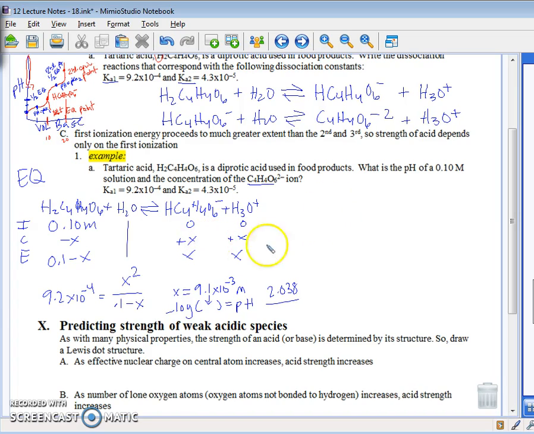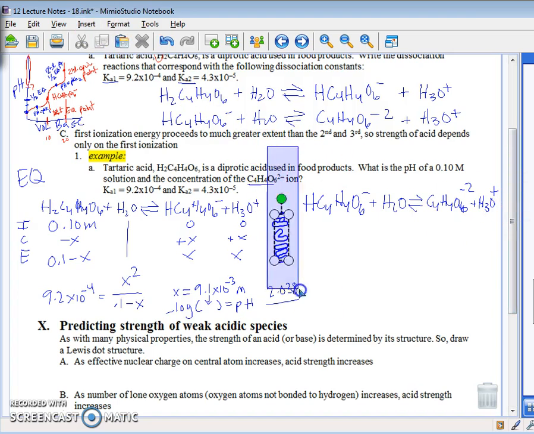What could happen after the first proton is donated to water? The second one can do it. So now, starting with this HC4H4O6 minus, that one could also donate a proton to water. Couldn't it? This would form the tartrate ion and leave an additional H3O plus. We're going to do a second ICE chart. Actually, we're going to do this all in red.